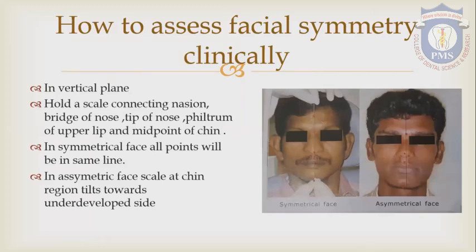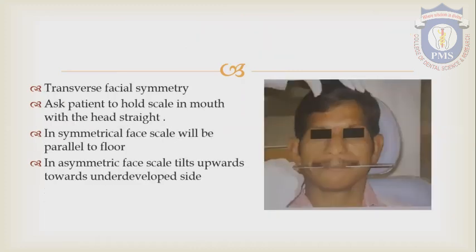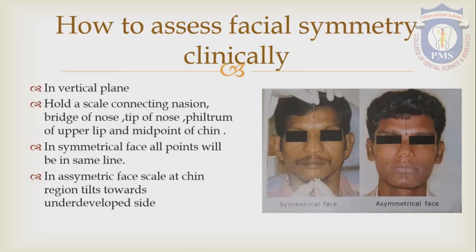Now, how to assess facial symmetry clinically? In a vertical plane, you hold a scale connecting nasion, bridge of nose, tip of nose, philtrum of upper lip, and midpoint of the chin. In the symmetrical face, all these points will be on the same line. In an asymmetrical face, the scale at the chin region tilts towards the underdeveloped side. So they say that asymmetry is very common, and mostly the levels are very mild.